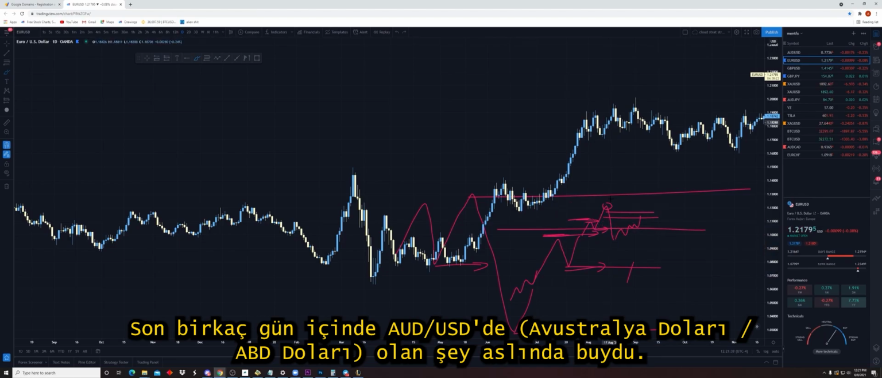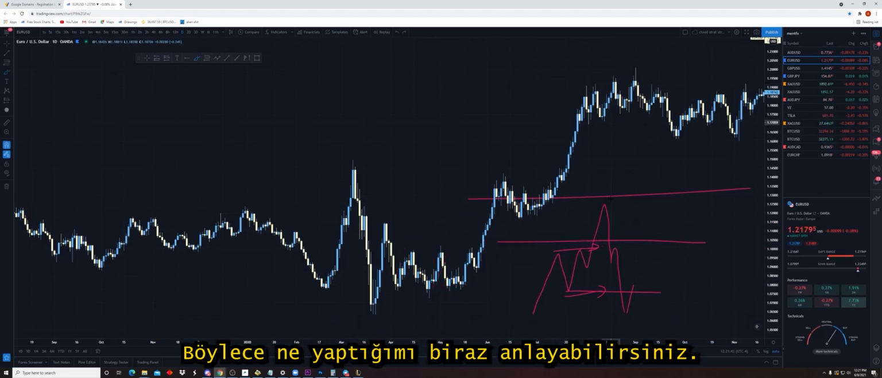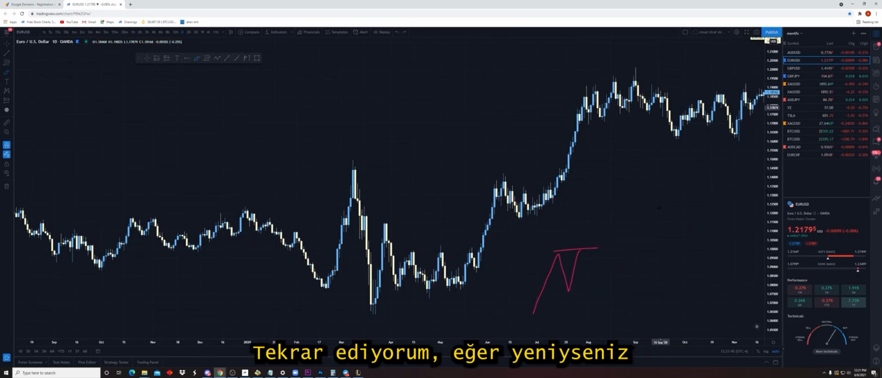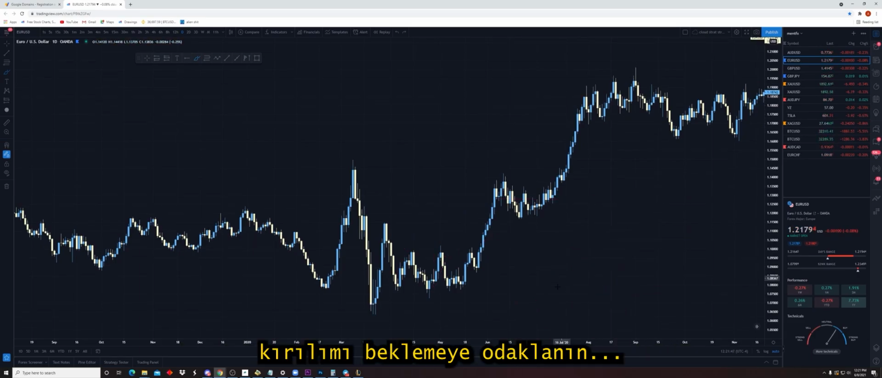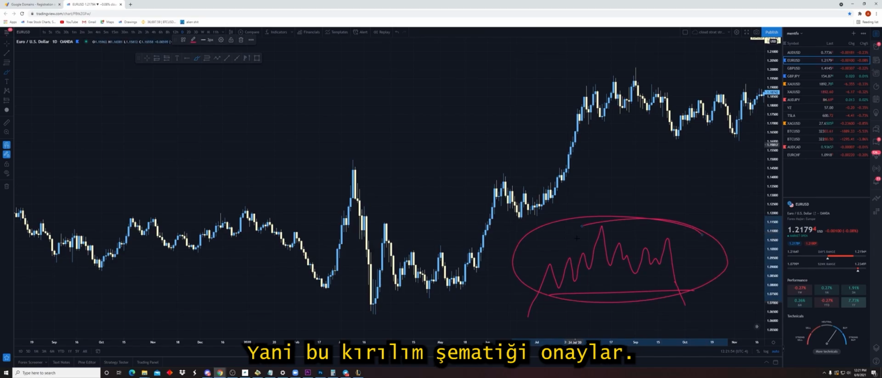So this is actually what happened in the last few days on Australian dollar, US dollar. Let me show you guys an example, and also what's happened on gold, so you guys can understand a little bit about what I'm doing. Again, if you're new, focus on waiting for the break of, in this case, the AR, right? So this break confirms this schematic.